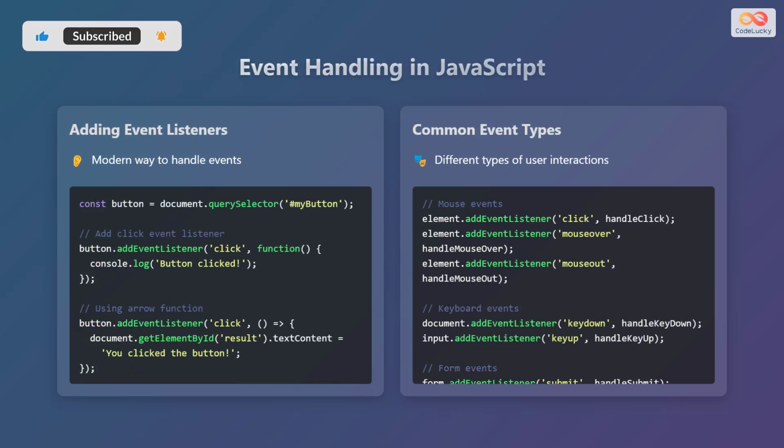Event handling in JavaScript involves responding to actions or events that occur in a web browser. A common way to handle events is by adding event listeners to elements. You can select an element, and then use the addEventListener method to specify an event, like click, and a function to run when that event occurs. Common event types include mouse events like click, mouse over, and mouse out, keyboard events like key down and key up, and form events like submit and change. By listening for these events, you can make your web page interactive and respond to user input.